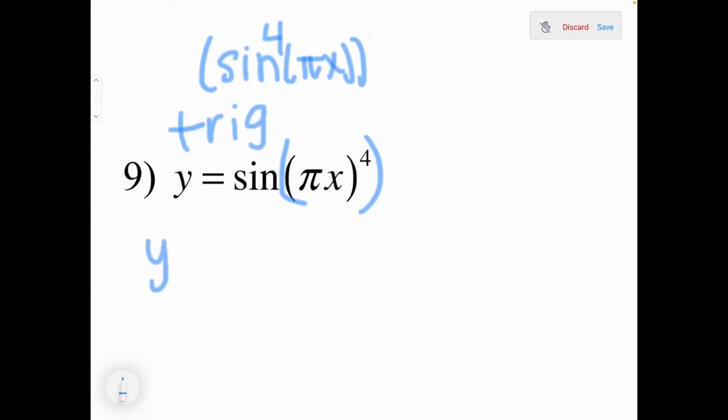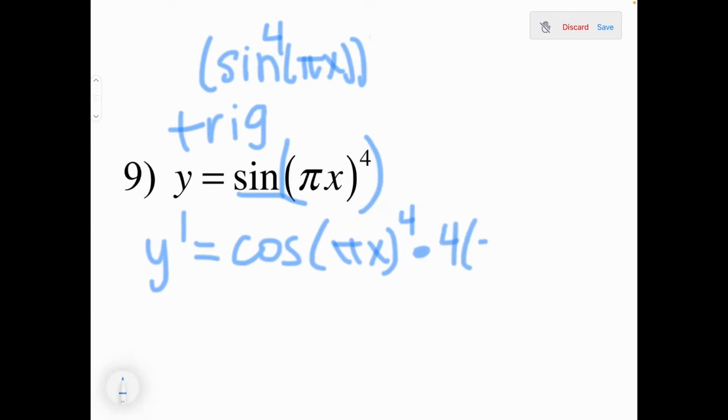So this would be trig rule. So y prime, derivative of sine is cosine. We're going to leave the inside of that alone, pi x to the 4th power. Now we're going to multiply this by the derivative of pi x to the 4th power, which is now power rule. We're going to drop the 4 down, subtract 1 from that. So we get 4 times pi x raised to the 3rd power, subtract 1 from the exponent. And then if there's anything inside this parentheses other than x, we need to take the derivative of that. Pi is just a number, a constant. Pi times x would be a constant multiple, and the derivative of pi times x would just be pi.